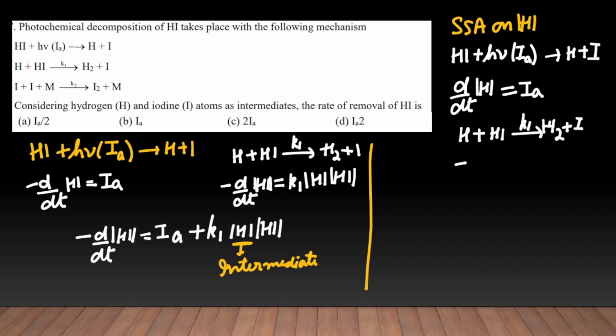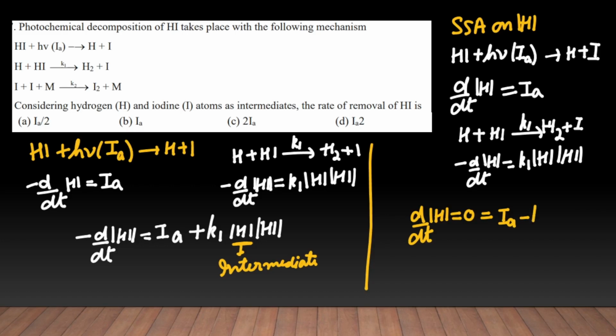So for this one again, minus d by dt of the H will be equal to K1 times the H into the HI. These are the two reactions only where the H species is being involved. So SSA has to be applied, which means d by dt of the H will be equal to 0. That is, combining these two, we have IA minus K1 times the H into the HI. This is equal to 0, right?